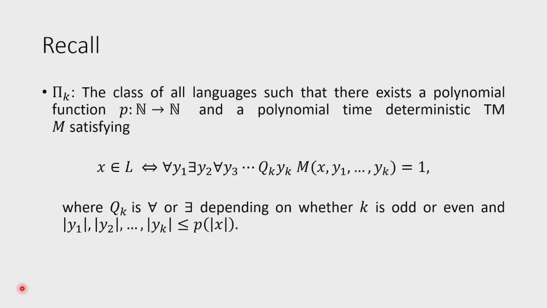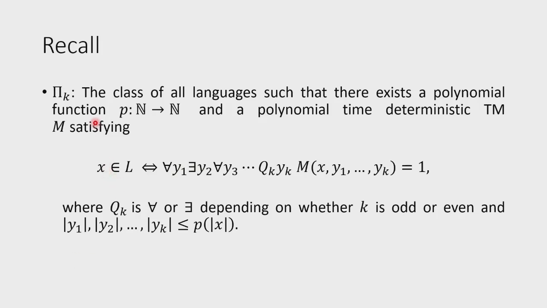You would have also seen the class pi k, and it is the class of all languages such that there exists a polynomial time function P and a polynomial time deterministic Turing machine M satisfying: x is in L if and only if for all y1 there exists y2 for all y3 up to Qk yk, so that M of x, y1 to yk is equal to 1. Here Qk is either for all or there exists depending on whether k is odd or even. Again the size of all these certificates is supposed to be polynomially bounded by the size of x.